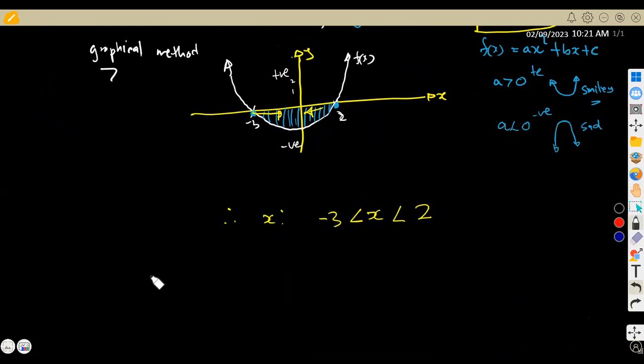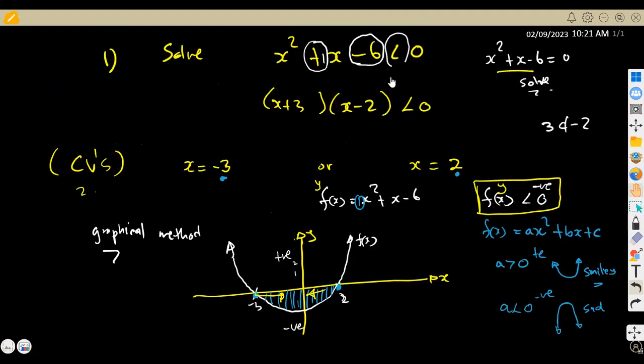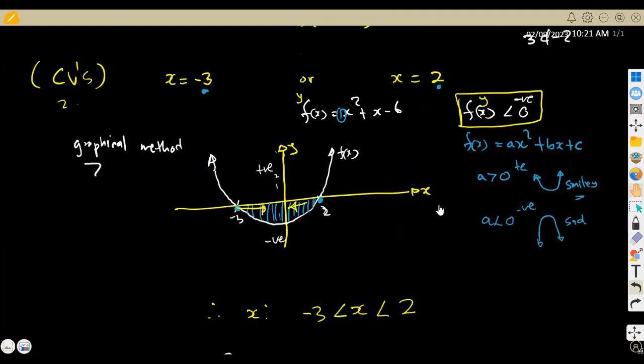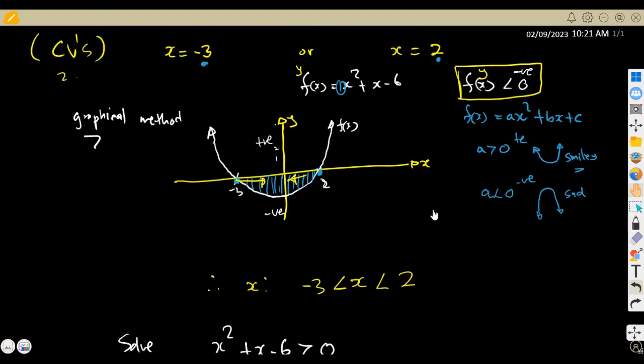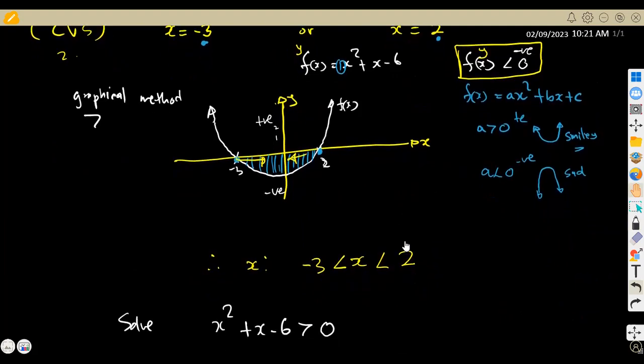Let's say the question was for us to solve x squared plus x minus 6, but this time greater than 0. It's still the same way. Here it was less than. Now it's a greater than. So which means you're going to do the same thing. You find your critical values, it's not going to change. You find the values of x like that, what you obtain.